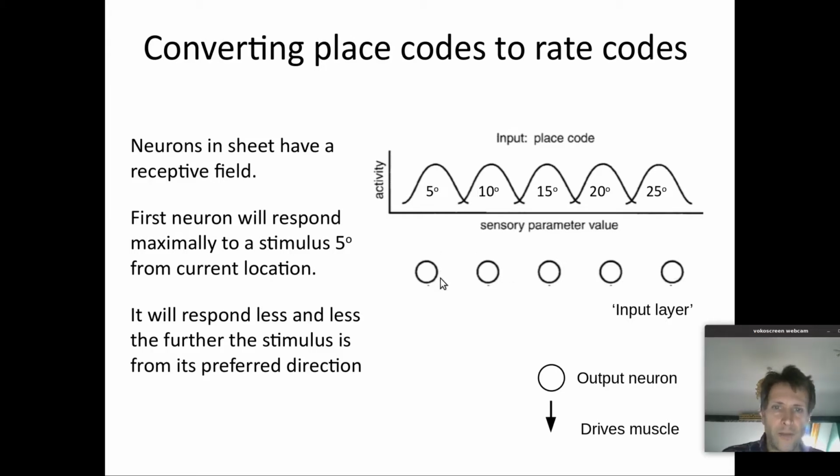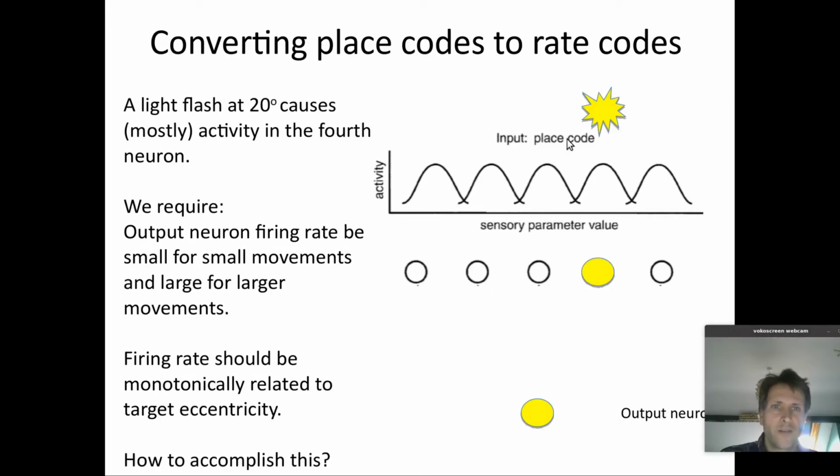Okay, so the first neuron might be a little bit active for a stimulus at 10 degrees, but it will be much less active than the second neuron. If you've got a stimulus that lands between the two at, say, 7.5 degrees, then both the first and the second neuron will both be active, but not as active as if they were being driven for their preferred angle. Okay. So if we imagine a stimulus, a light flash at 20 degrees, that will cause activity mostly in the 4th neuron, and somehow we want that to drive the output neuron.